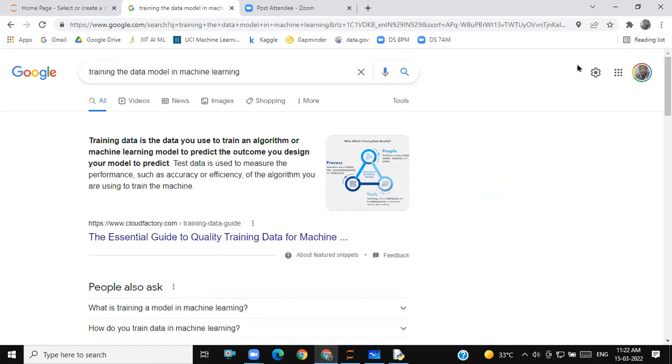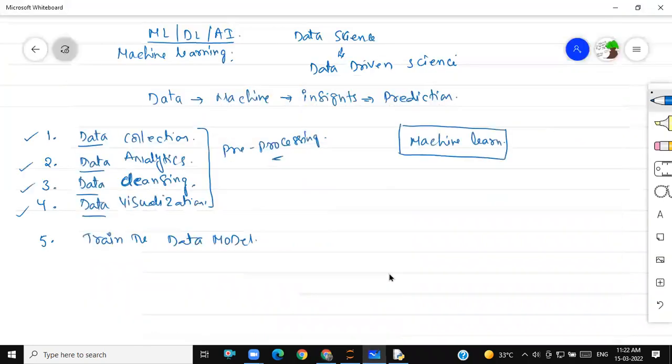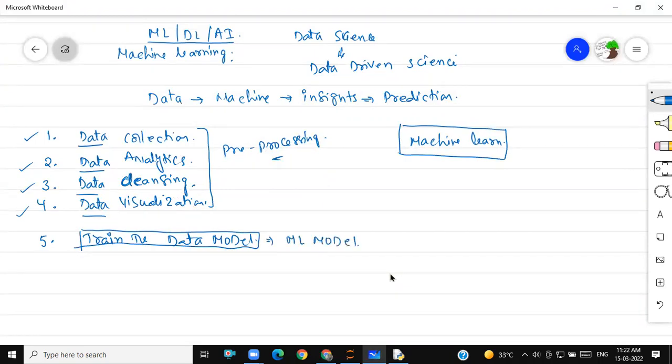Later we'll work on them. What is training, what is testing, we'll see them. It is going to train the data model. Once we have trained that particular data model, an ML model is created. So once we give the training based on the data model, the machine is going to create one machine learning model.